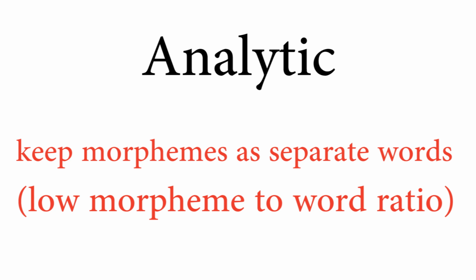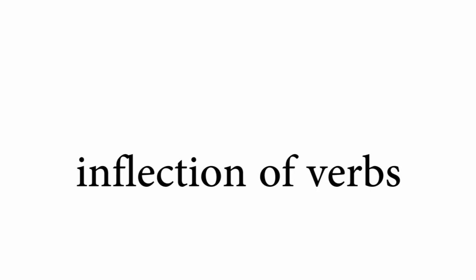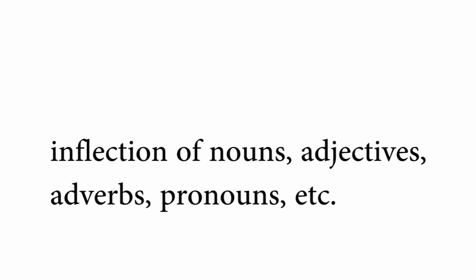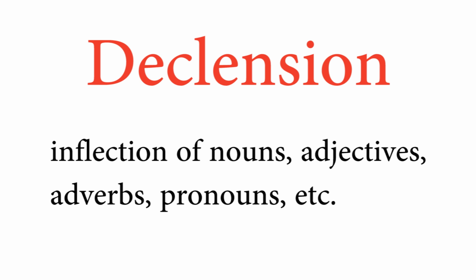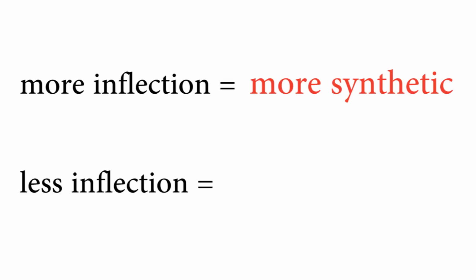One more definition to know before we continue is inflection. Inflection is the process by which a word is modified to express different grammatical categories such as tense, case, voice, aspect, person, number, gender, mood, antecedent, and definiteness. The inflection of verbs is called conjugation, and one can refer to the inflection of nouns, adjectives, adverbs, pronouns, and others as declension. The more inflection a language has, the more synthetic it is, and the less inflection, the more analytic.